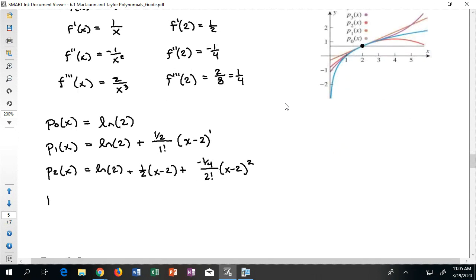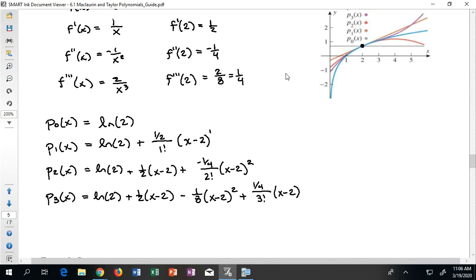Of course, I could clean that up a little bit, and I'll do that here in P number 3, where I'm going to get natural log of 2 plus a half x minus 2. Looks like I'm going to get minus an eighth x minus 2 squared. And then I'm going to try to find C3. That's again going to be 1/4 over 3 factorial x minus 2 to the third, which when I write all of this out as clean as possible, ends up looking like the following.